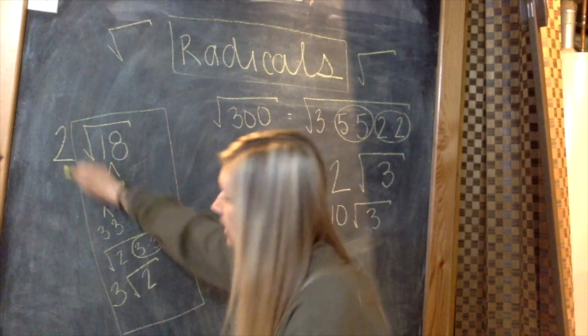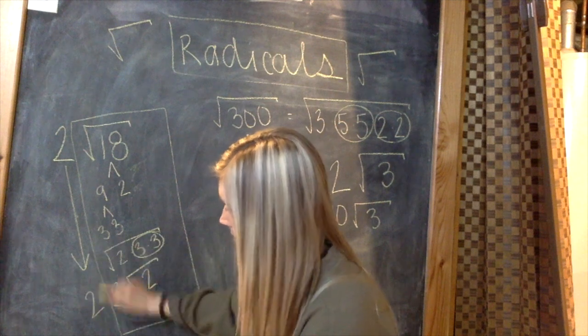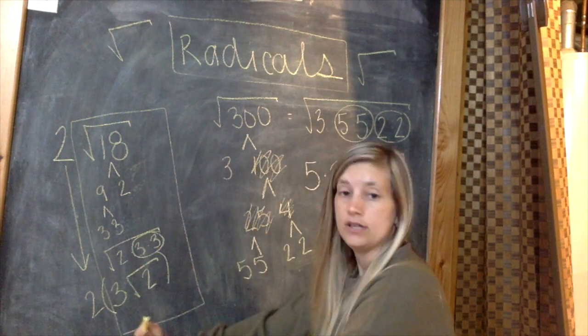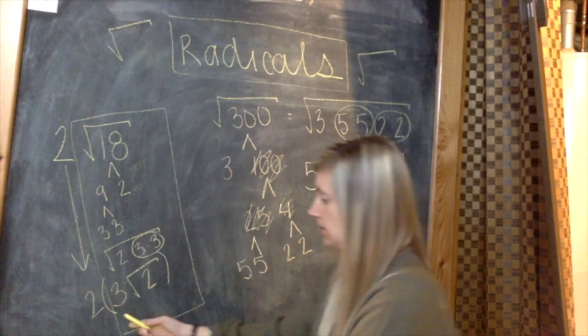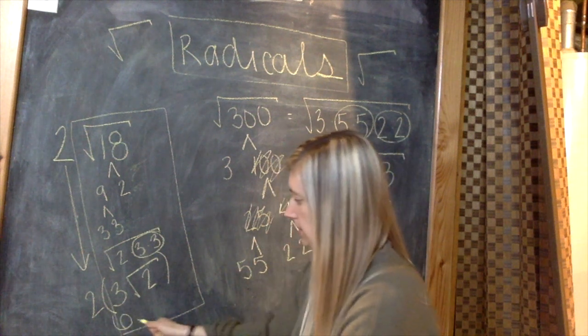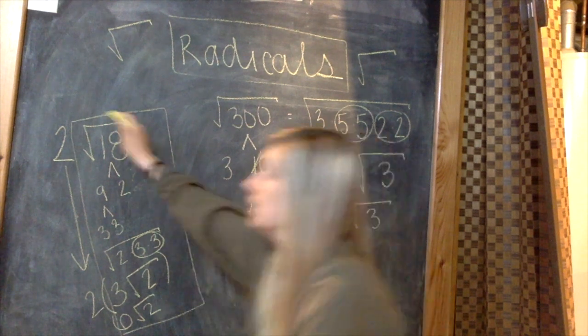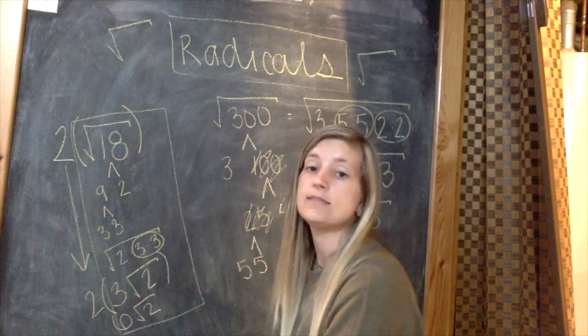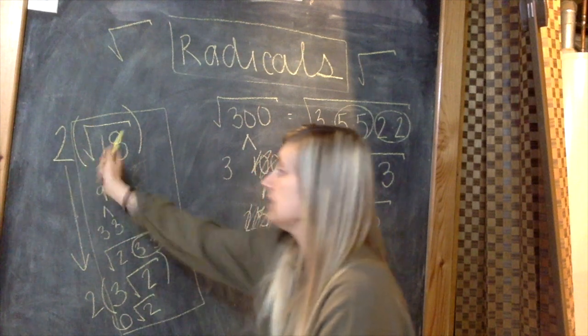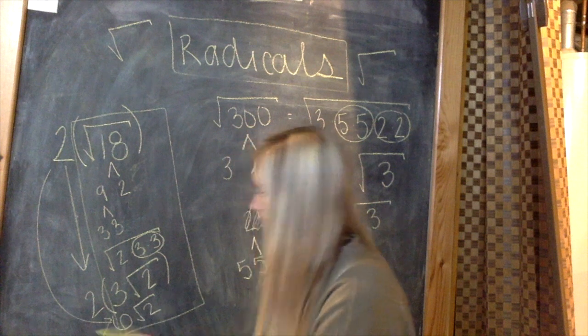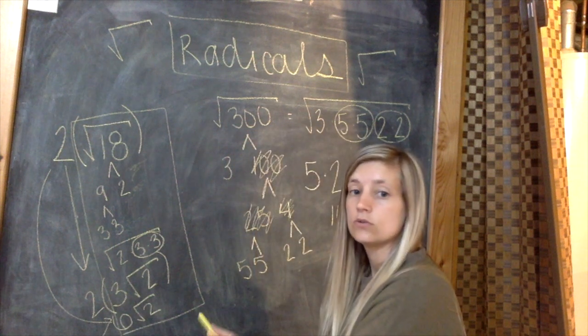But I have to bring down this 2. So now it's like I have 2 times 3. What is 2 times 3? 6 radical 2. Just think of it as multiplication if you want. 2 times radical 18 is equal to 6 radical 2.